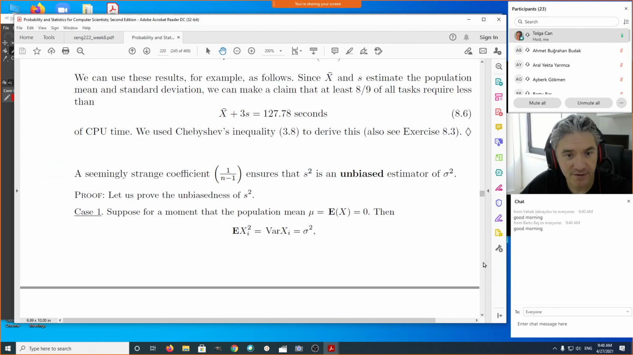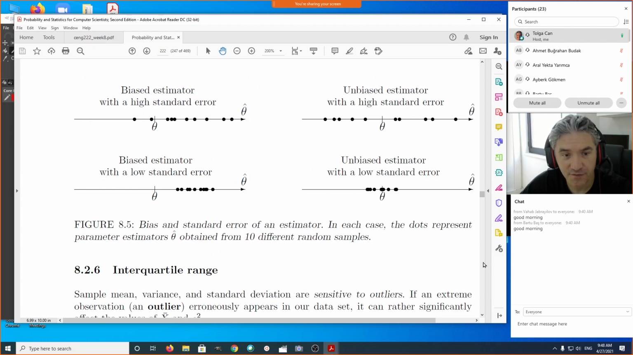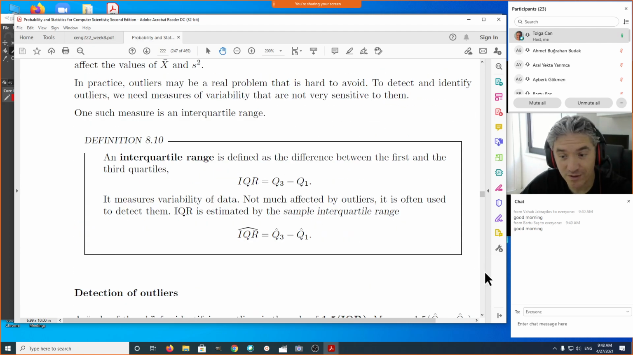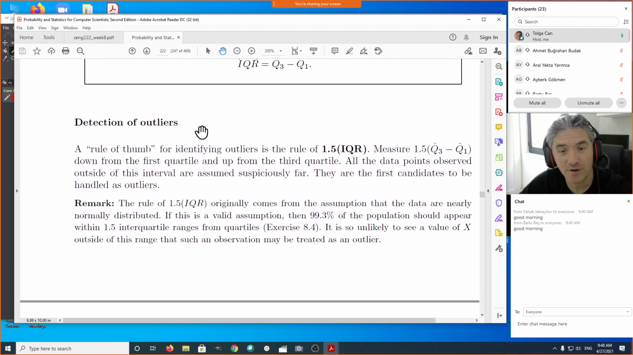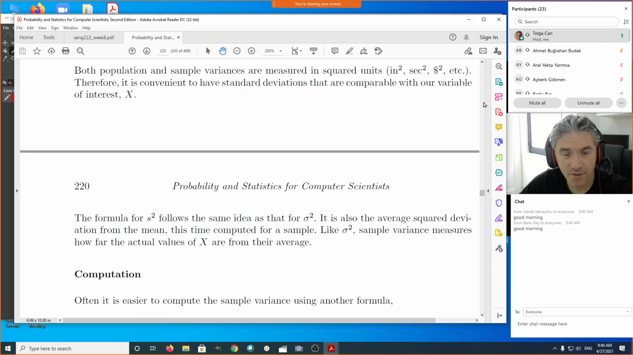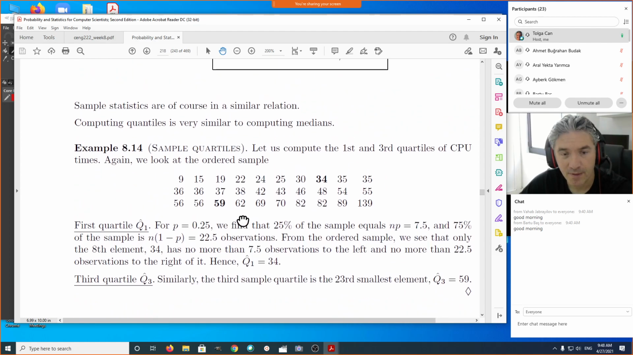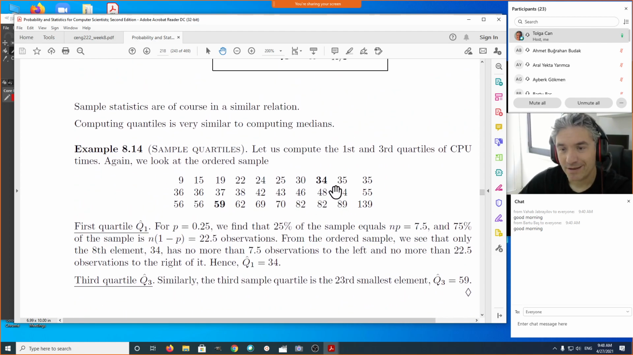I think after standard deviation, after standard errors, interquartile range comes after that. Yeah, detection of outliers. So this 1.5 interquartile rule is one of those rules of thumb for identifying outliers. So if we apply that to this example, the interquartile range is 25. So 1.5 times the interquartile range is 37.5.